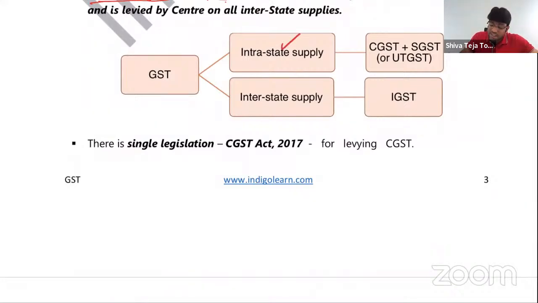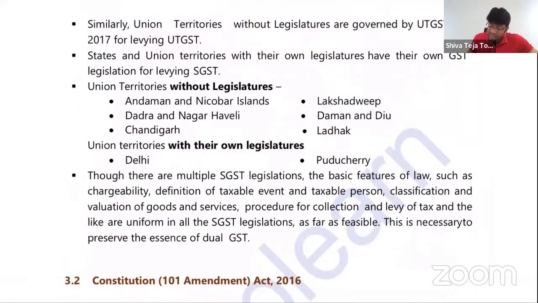Intrastate supply, CGST and SGST. Interstate supply, IGST. A quick, short summary. And there is a single legislation, the CGST Act, for levying CGST. Similarly, union territories without legislatures are governed by the UT GST Act.